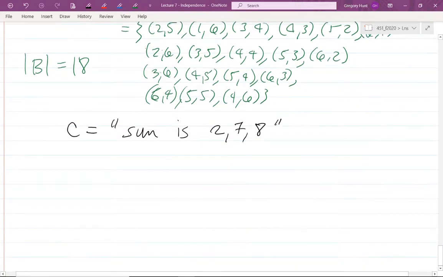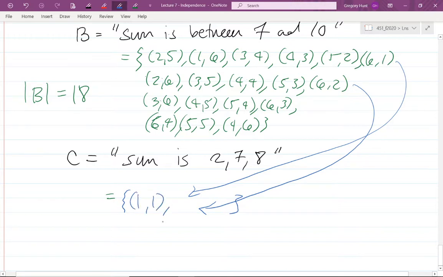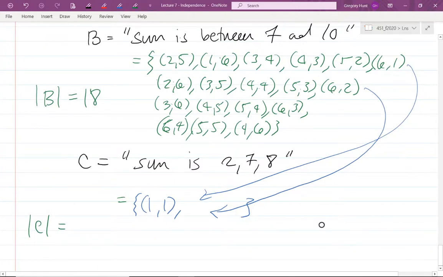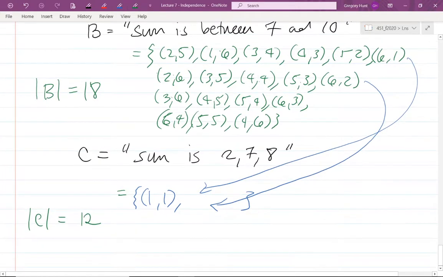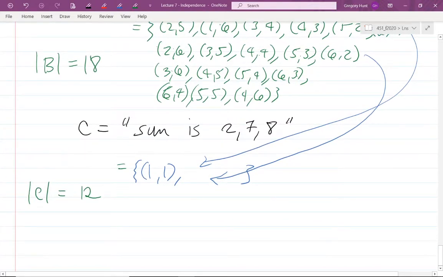And C is the sum is 2, 7, or 8. I'm not going to rewrite all of them. I'm going to say the 7 line, the 8 line, and in addition, the sum is 2. That's just 1,1. And you could count up all those outcomes and show that the number of things in C is 12. Okay, so here are my 3 events. And the question I want to answer is, are these mutually independent?